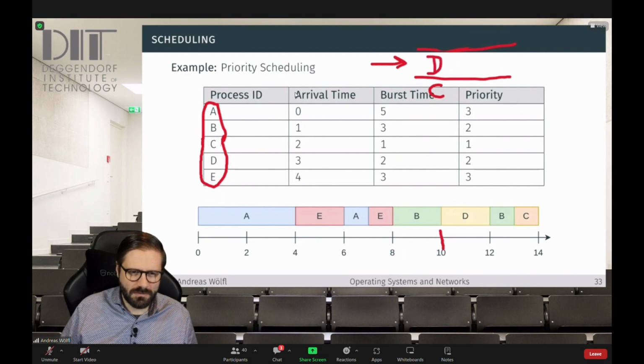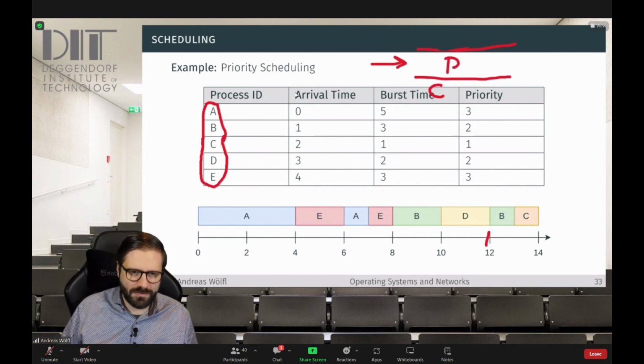After time unit 10, B goes to the back of the list. D executes between 10 and 12. At time 12, D finishes the quantum. D goes out of the picture because D has a burst time of 2, so it finishes after running for a full time quantum.